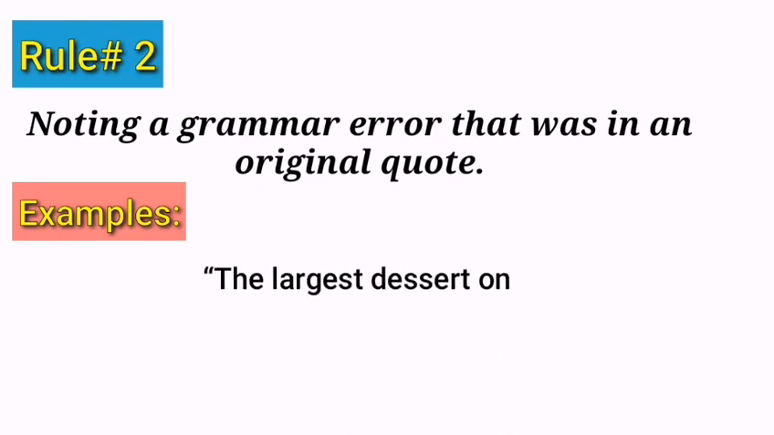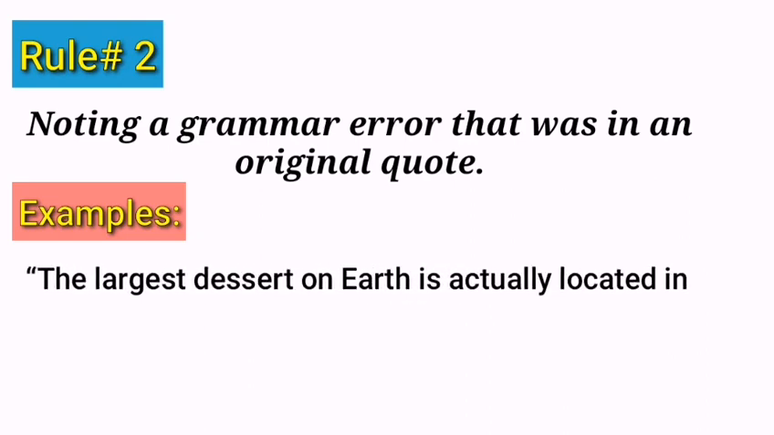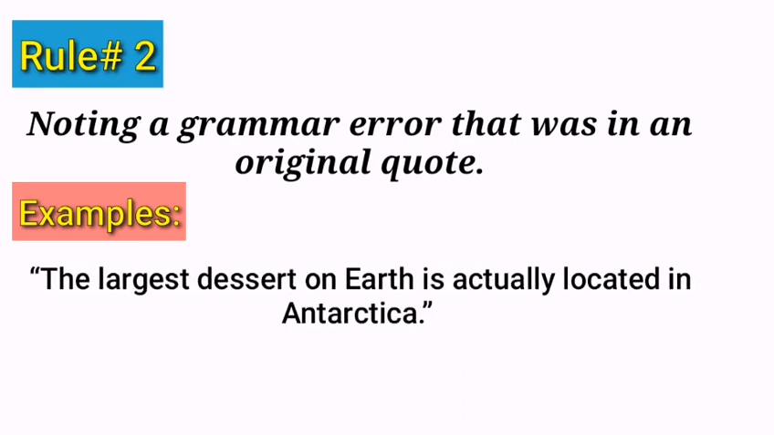"The largest dessert on Earth is actually located in Antarctica." Look at this sentence, this is the original quote and there is a mistake, and the mistake is the word dessert, which refers to a sweet served as the last course of a meal. But the author wants to talk about desert, which refers to an arid land with little or no vegetation.